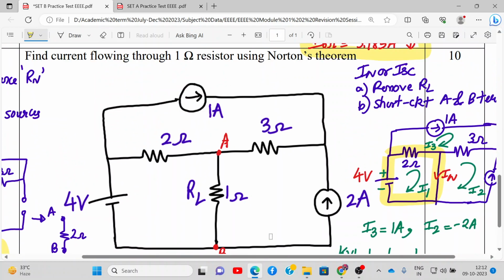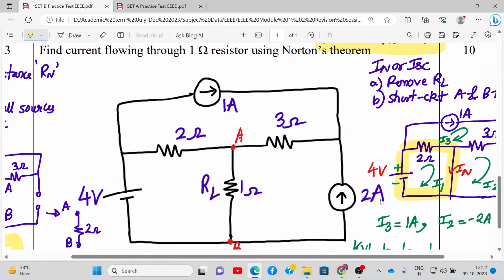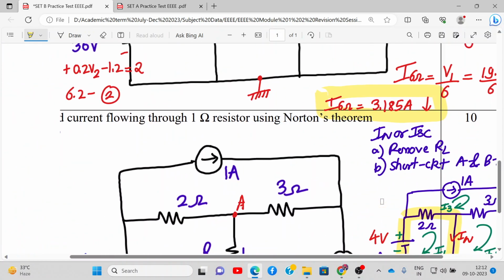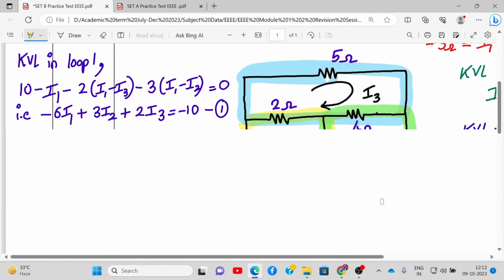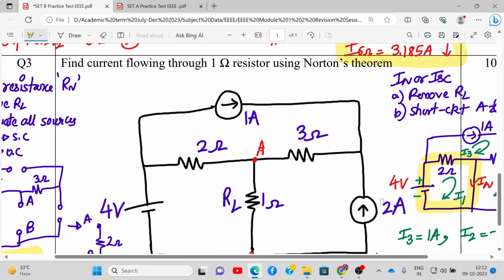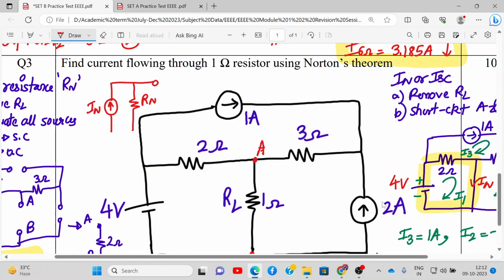Once we have found Rn and IN, we have to draw the Norton's equivalent circuit. Norton's equivalent circuit says that we have a current source, and parallel to that current source we have Norton's resistance Rn. This is IN. Then we have points A and B, and between A and B we have the resistor RL. So basically, we need to find the current through the resistor, IRL. This RL is 1 ohm resistance. So what will be IRL?